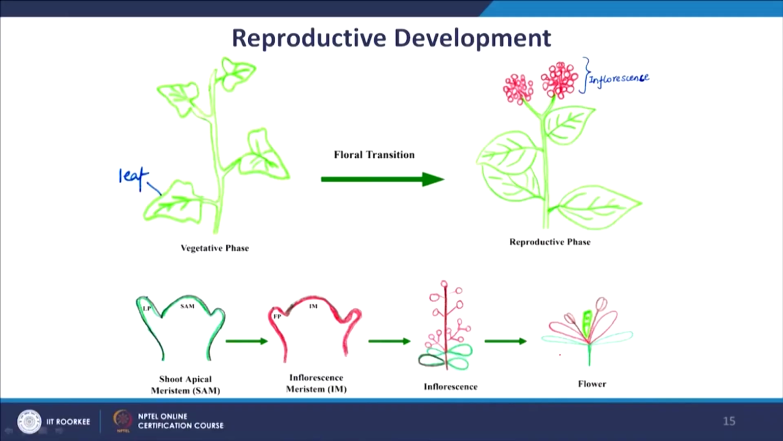If you look at the meristem level, during the vegetative phase, the structure responsible for growth is the shoot apical meristem, but at the time of transition, the identity of this shoot apical meristem is changed. Now it becomes the inflorescence meristem. The shoot apical meristem was making leaves at the flanks, but once its identity is converted to the inflorescence meristem, the flanking primordia are now floral primordia.